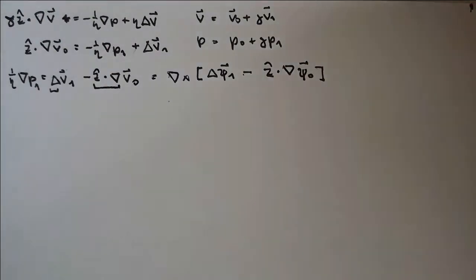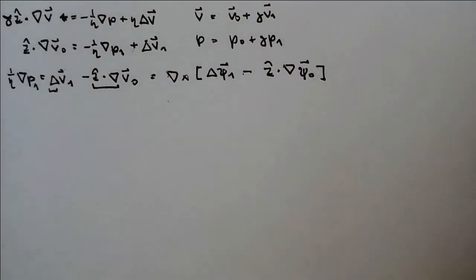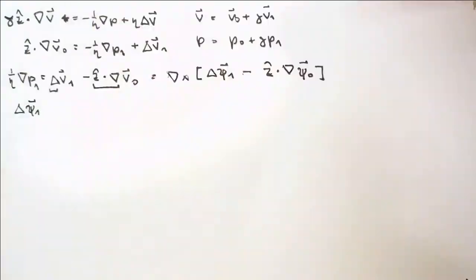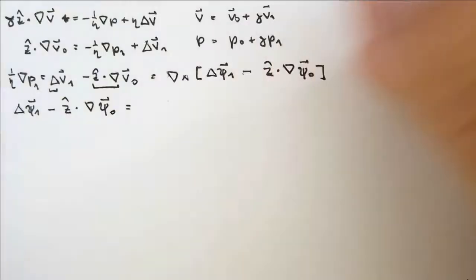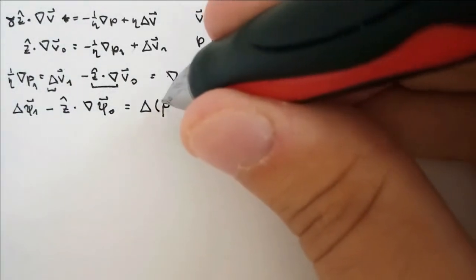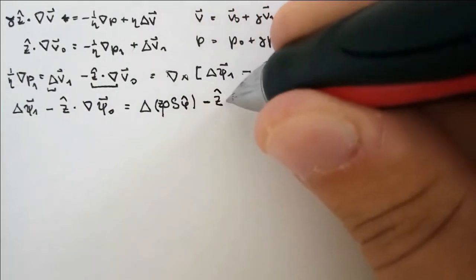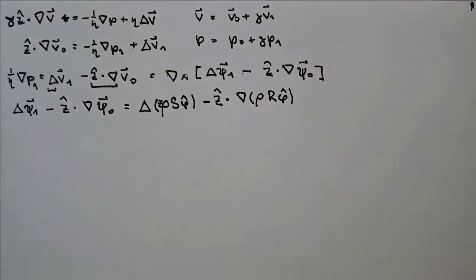Now you have to compute this to get the information about the pressure. So I will compute this. It's very easy to compute that. So I will do it like this: the Laplacian of psi 1 minus z hat dot product with gradient of psi 0. Well, we know that the Laplacian of psi is rho s prime times phi hat vector, minus z dot product with the gradient of rho r prime phi hat.